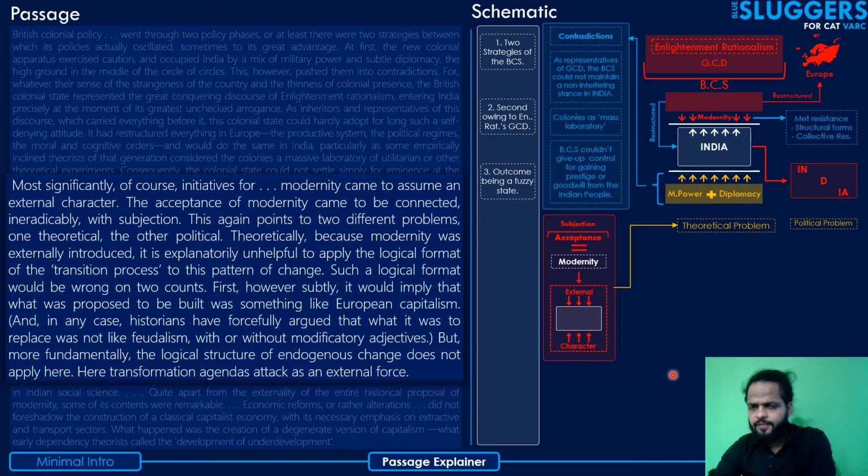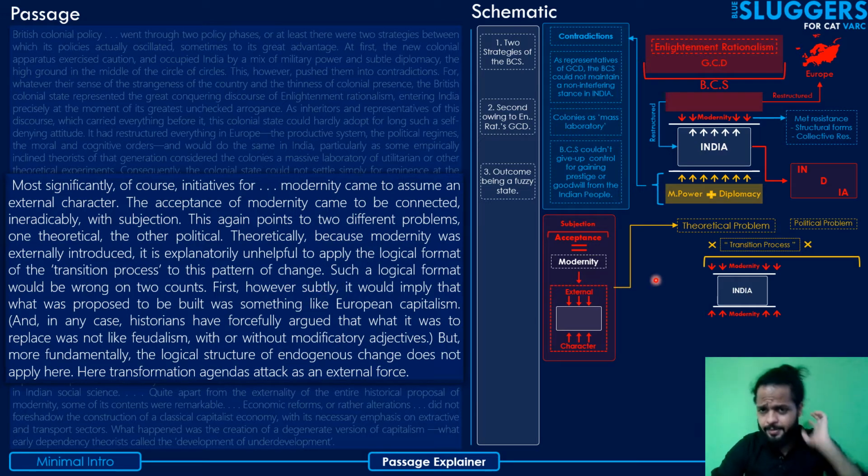Theoretically, because modernity was externally introduced, it is explanatorily unhelpful to apply the logical format of the transition process to this pattern of change. So what the author has said here is that there are two problems that arise due to this whole association of modernity with external acceptance of modernity with the subjection idea.